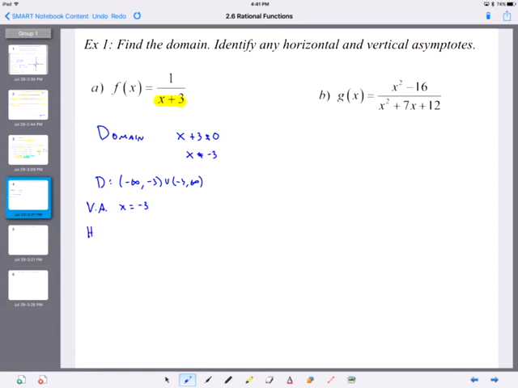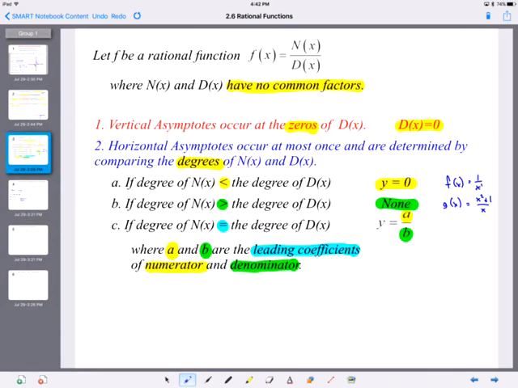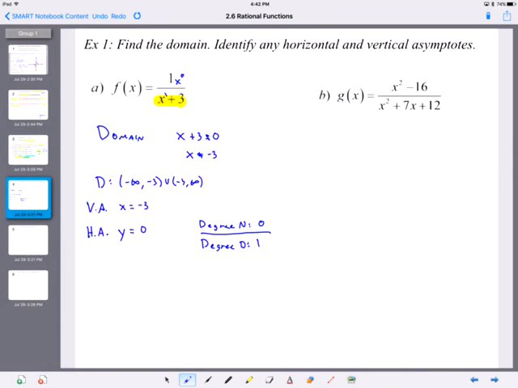And then your horizontal asymptote has to do with the degrees. So the degree of your numerator is what? So this is x to what power? 0. So you have a degree of 0 over your degree of the denominator, which has an exponent of 1. So if the degree on top is less than the degree on bottom, then your horizontal asymptote is y equals 0. So once again, going back to this slide, if it's less than, it's y equals 0. And there you go. And so those are the three things I was asking for.